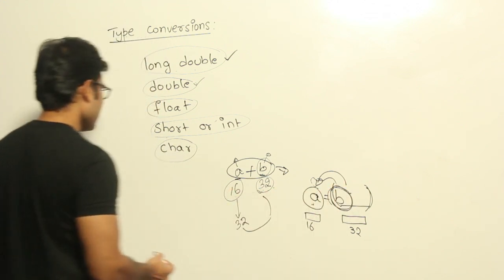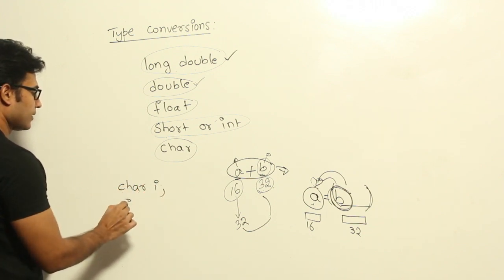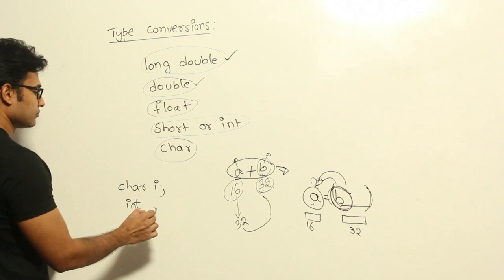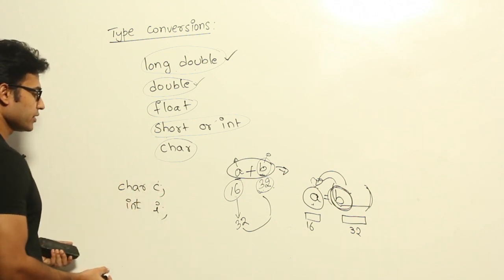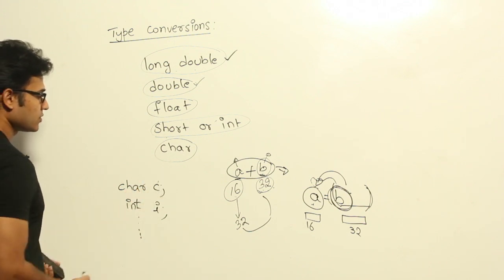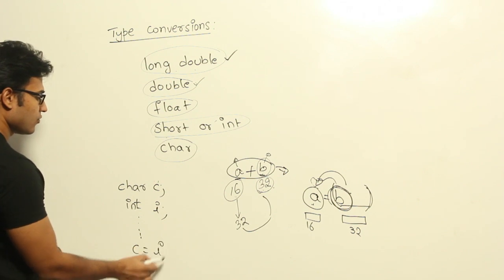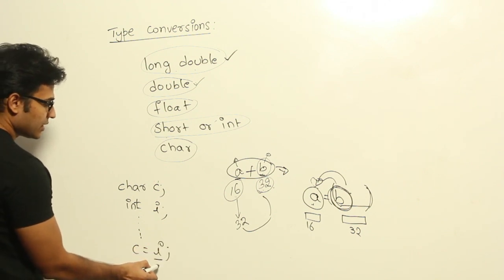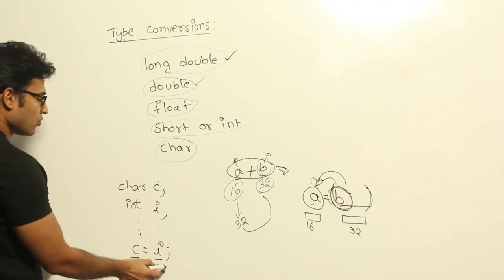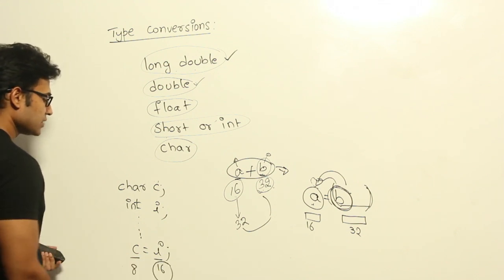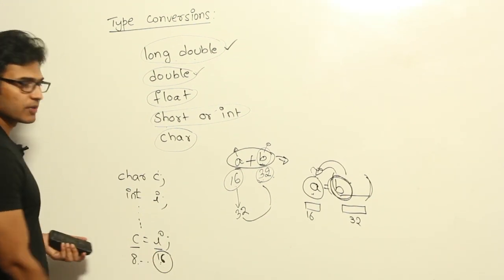For example, if you have something like this, int I and char C. These two variables are there and they have been assigned some values, and at some point in time you write C equal to I. Then what happens is, if integer is represented with 16 bits and character is represented with 8 bits, the information which was earlier stored using 16 bits has to be stored in 8 bits now. Therefore there will be a loss in information.